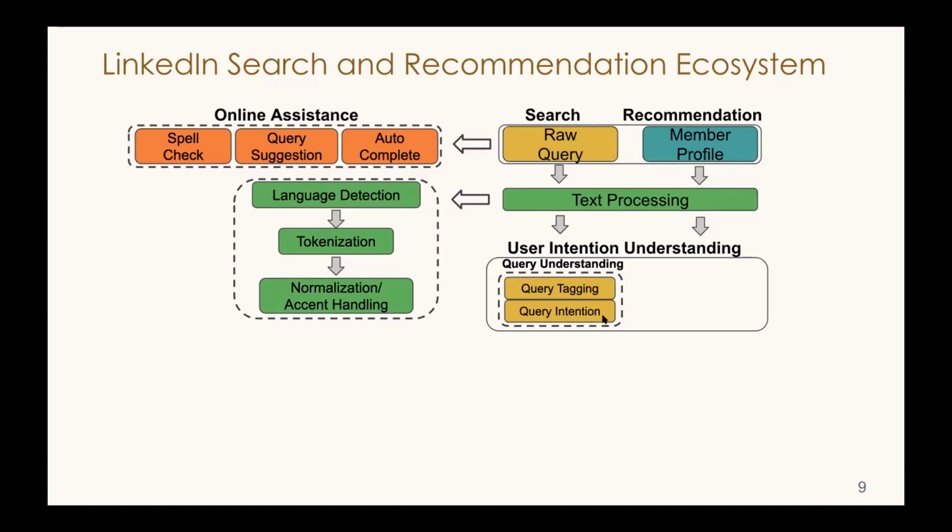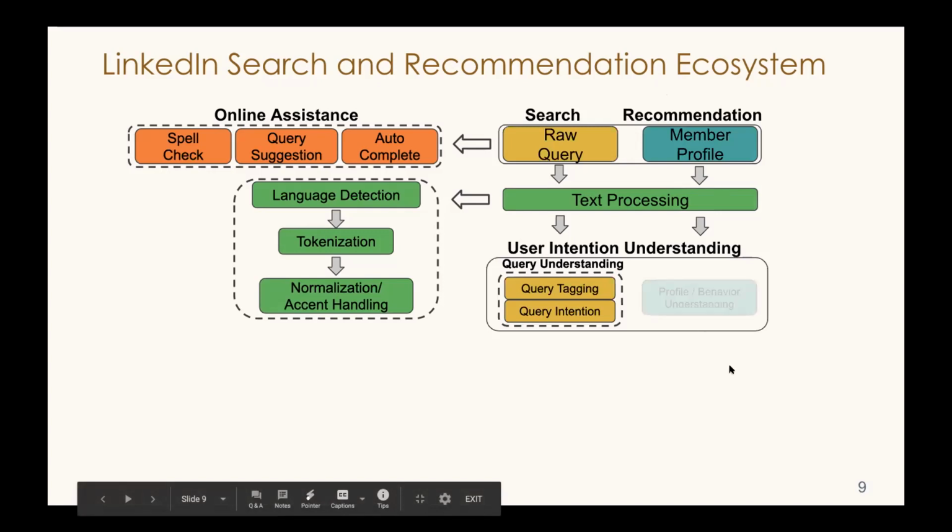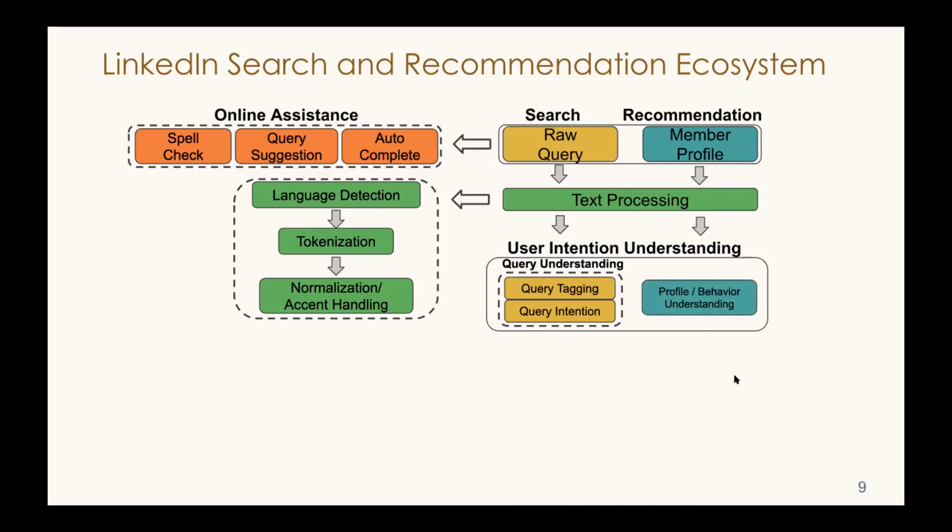Now, query intention is also used in many places, especially when you have a branded search engine. It contains different types of entities for the user to fetch, right? So when the user types software engineer, you may want to understand, is this user looking for news about this topic, or looking for people, or looking for jobs, or looking for video? This will refer to the query intention. And on the recommendation side, we usually try to understand the profile and the behavior from the user.